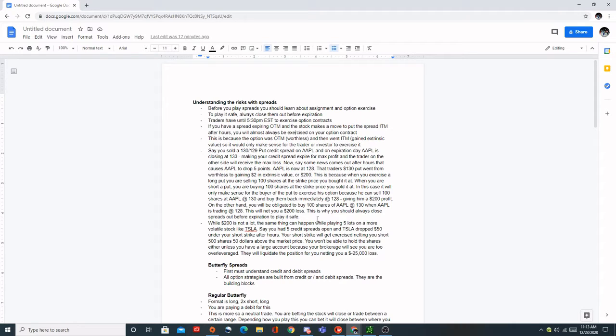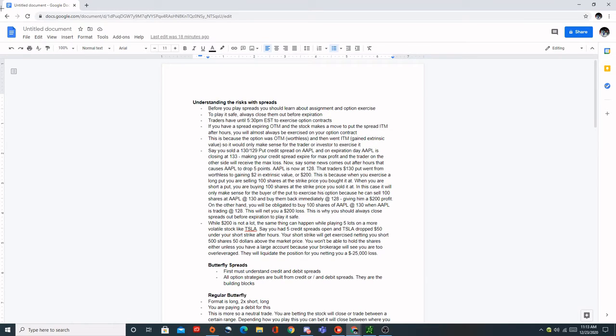At that point, the only way you can gain that $200 is if the trader exercises that option, because it has expired. You cannot sell it and the market is closed. Therefore, the only way to gain the $200 of value, the trader has to exercise that option, which means they're selling their 100 shares at $130 and buying them back at 128.